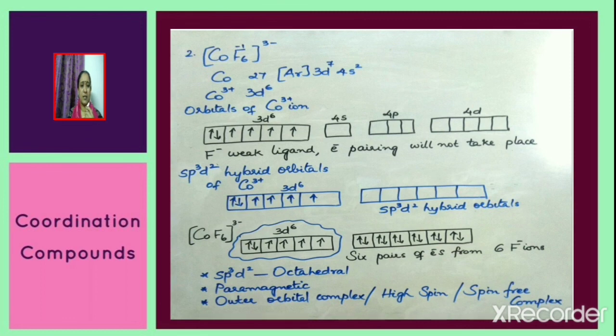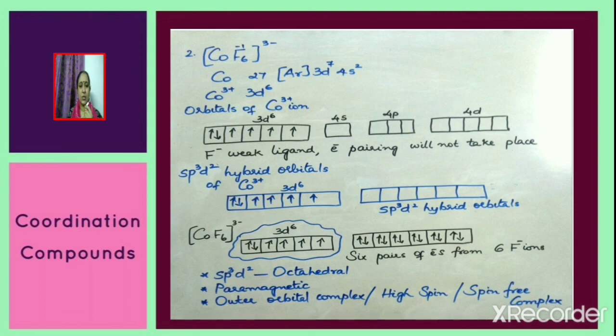The 6 electrons in the 3d orbitals are shown, and then we can show empty sp3d2 hybrid orbitals available with cobalt 3+. The hybrid orbitals will be vacant. Now when it forms the complex ion CoF6 3-, the 6 sp3d2 hybrid orbitals will be filled because of the presence of 6 fluoride ions. 6 fluoride ions will donate 6 pairs of electrons. The filling of the sp3d2 hybrid orbitals can be shown by the 6 pairs of electrons from 6 fluoride ions.